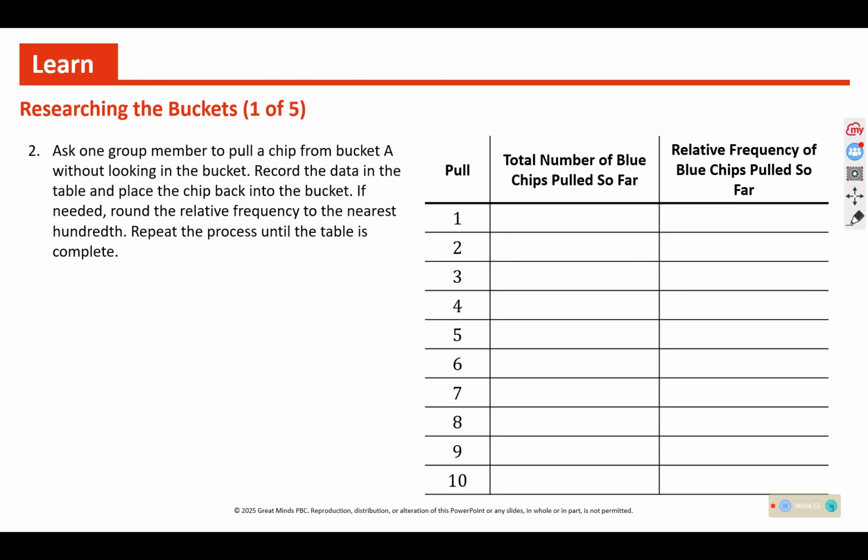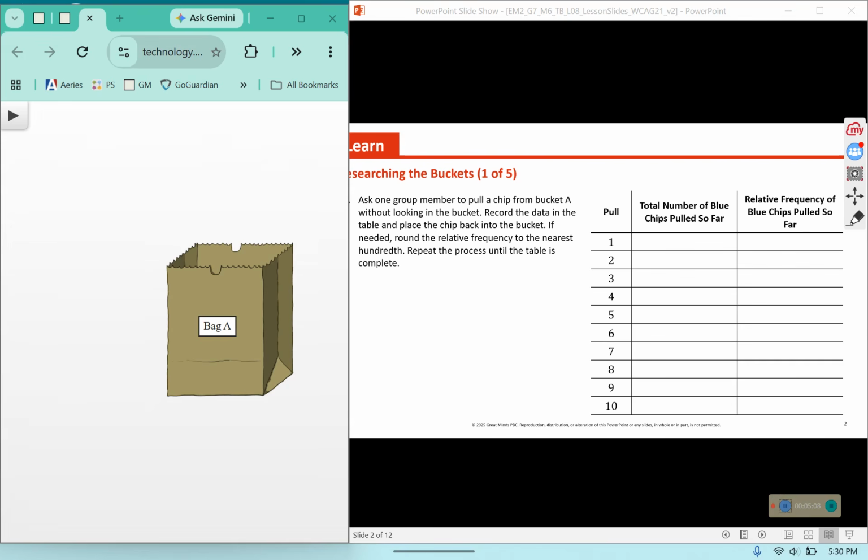This is an experimental part of the lesson where you're trying to determine, does bucket A have 50% blue and red, or does it not? So it should look something like this. Number of blue chips pulled so far: 1. Relative frequency. It's 1 out of the 1. Well, 1 divided by 1 is 1.